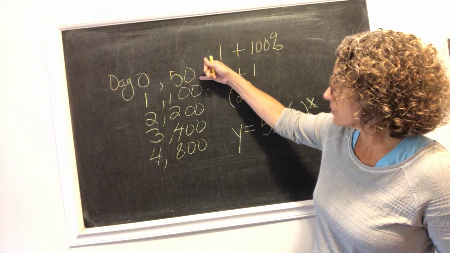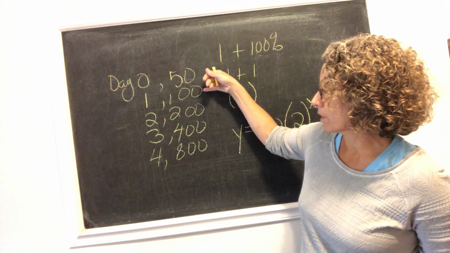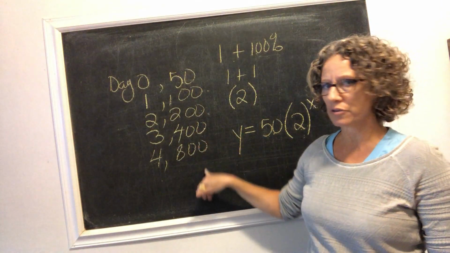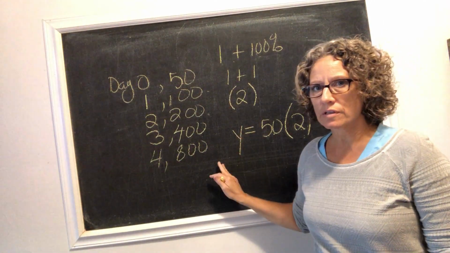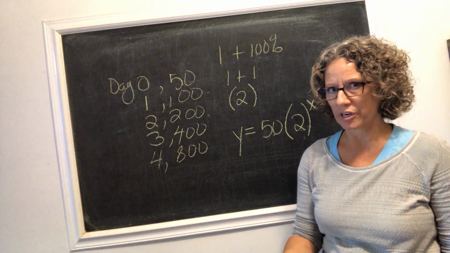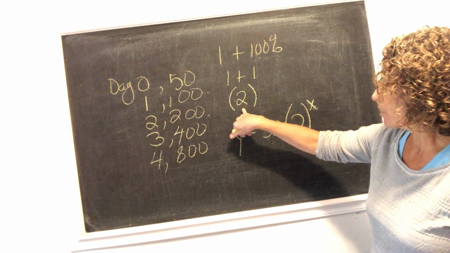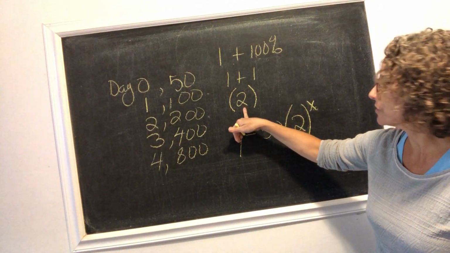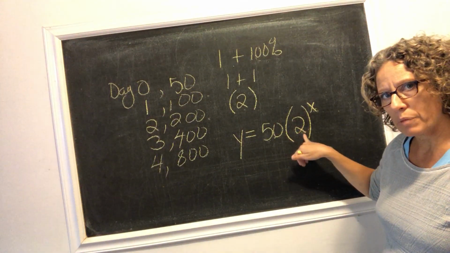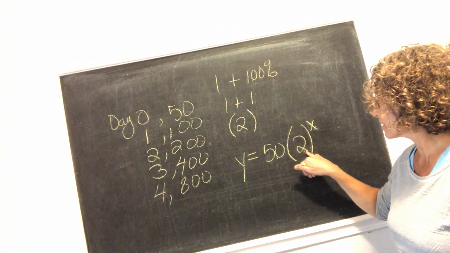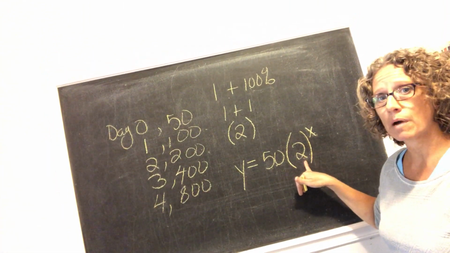These coordinates, (0, 50), (1, 100), (2, 200), etc., they are the coordinates of an exponential growth function. So the growth factor is 2, and the base 2 represents that I've doubled my money.